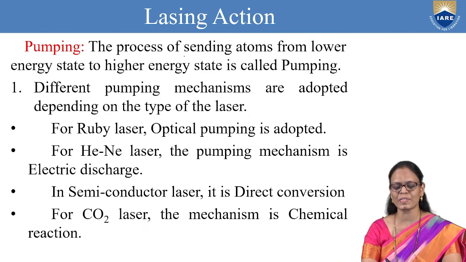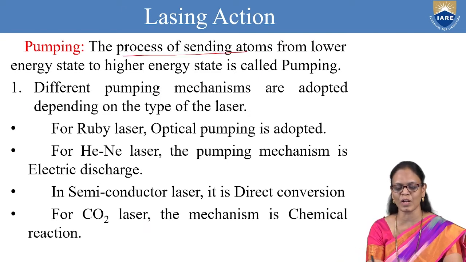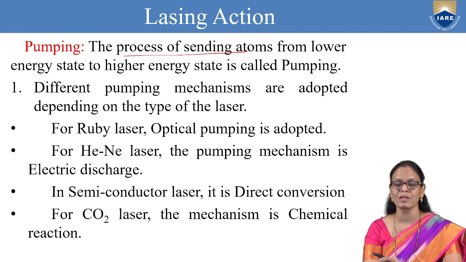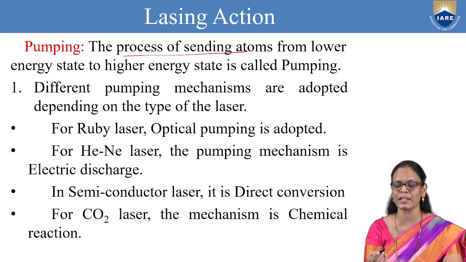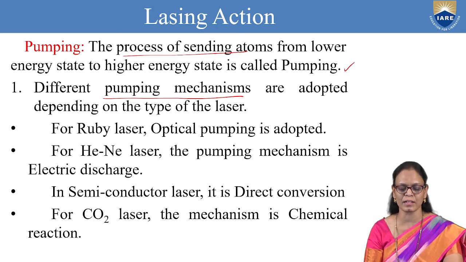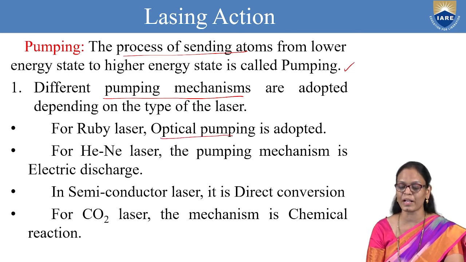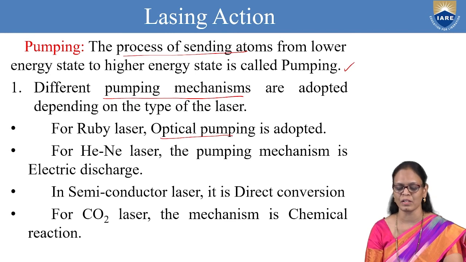In pumping, what we have seen is the process of sending the atoms from a lower energy level to a higher energy level. Because the atoms are in the ground state, we need to send them to the excited state, and to do that we need to supply energy. This process of supplying energy and sending them to the higher energy state is called pumping. We have also seen different pumping mechanisms depending upon the type of laser. For the ruby laser, we use optical pumping. Optical is related to light; we are using light as a source of pumping.